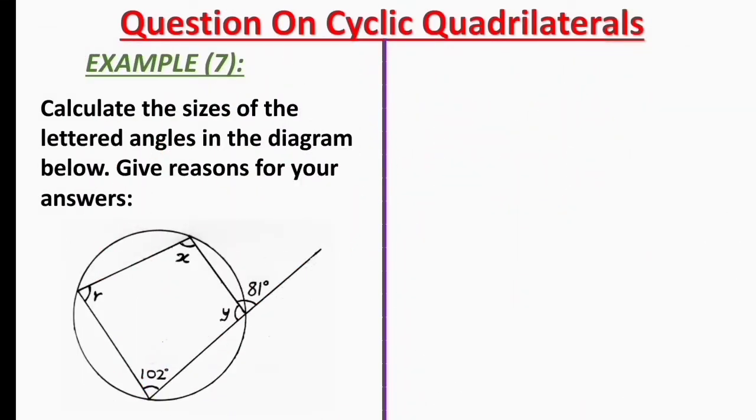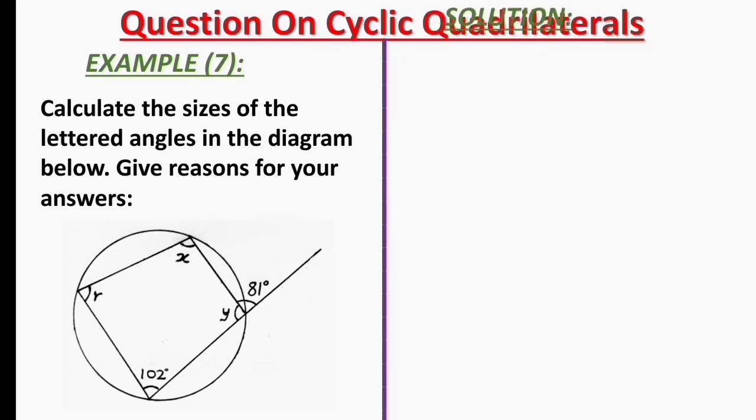Moving on to our last question on cyclic quadrilaterals. Example 7. Calculate the sizes of the lettered angles in the diagram below. Give reasons for your answers. Once again, can you still remember the circle theorem involving cyclic quadrilaterals? Let's see if you can still remember. Let's see the solution to question 7.